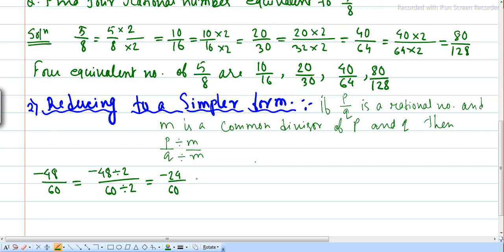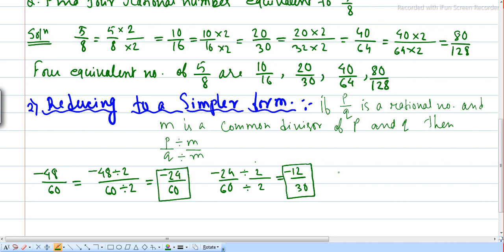But you see, minus 24 by 30 has another common divisor, that is also 2, because both are even. So you can divide this number with 2 again. It will be minus 12 by 15. Again you see, these two numbers, it became even. So again divide this number with 2.